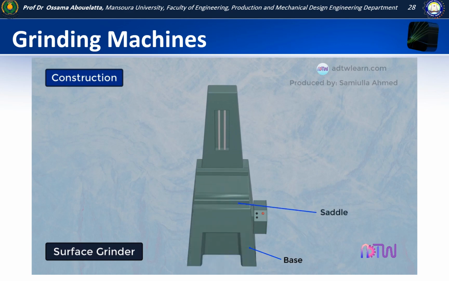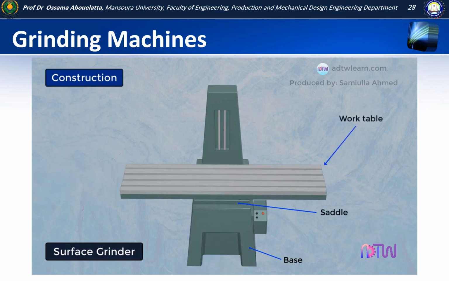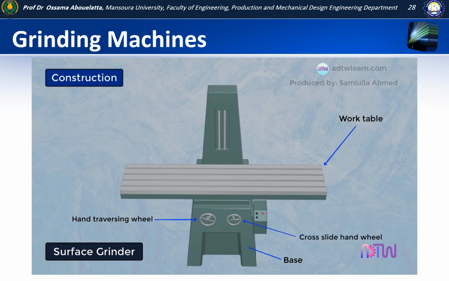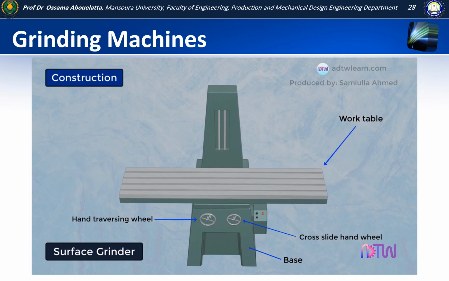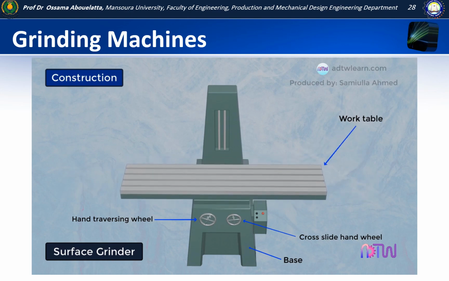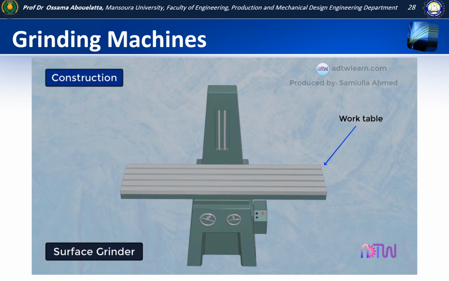There is a saddle that is connected to the base, over which the work table is placed. There are two hand wheels provided. One is a hand traversing wheel, other is a cross-slide hand wheel. Hand traversing wheel gives motion to the table in the longitudinal direction, whereas the cross-slide hand wheel provides the crosswise motion to the work table. Work table. The work table helps in holding the job which is to be ground. Above the work table, there is a magnetic table, which magnetizes and holds the workpiece in a fixed position.